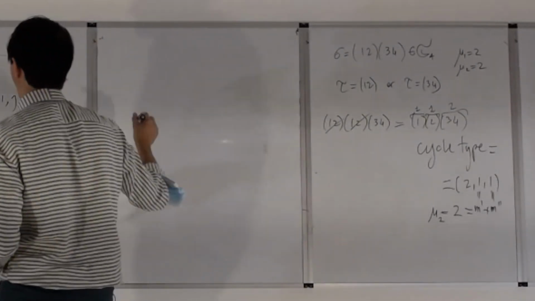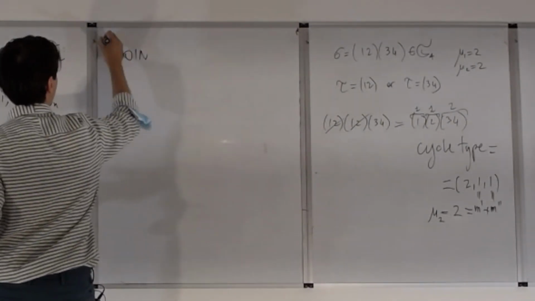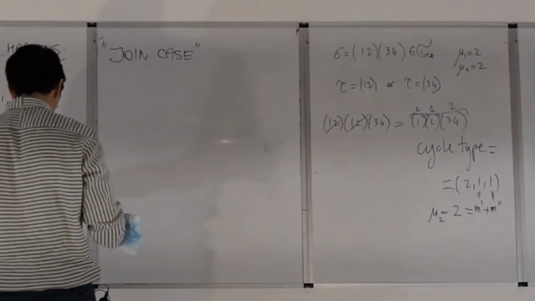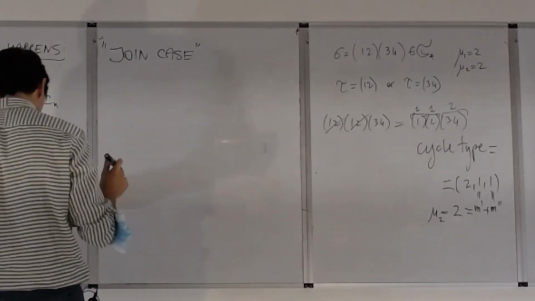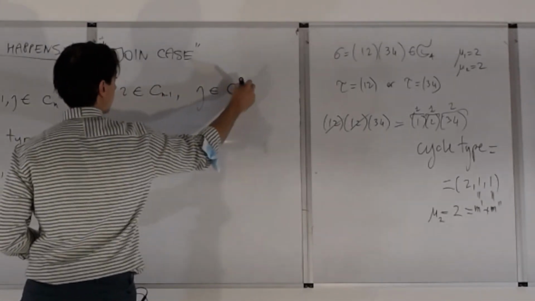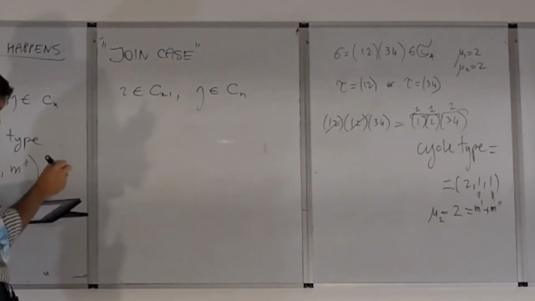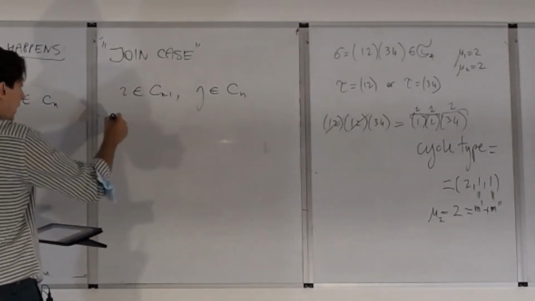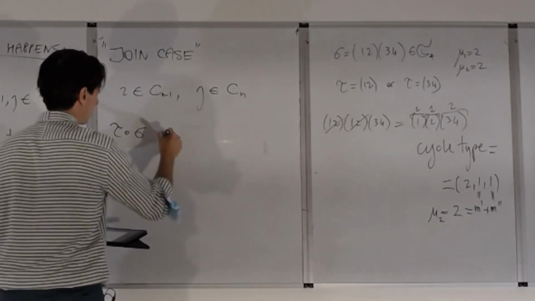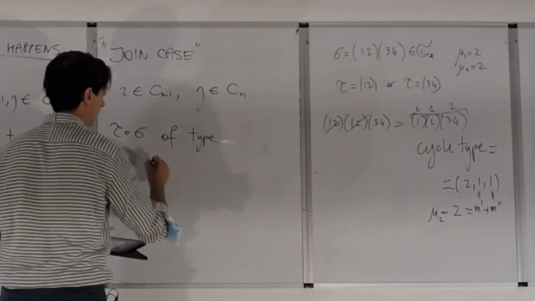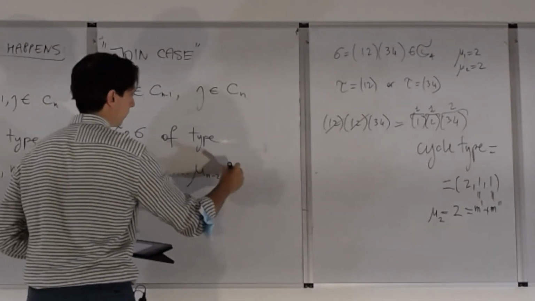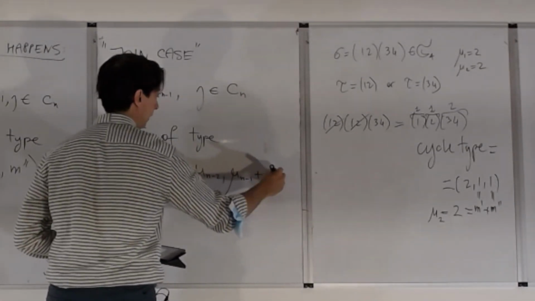Okay, and then we have the join case. Join case is the other one. So if i is in C_{n-1} and j is in C_n, it doesn't matter, right? They just need to be different. Then I want tau composed with sigma to be of type mu_1, ..., mu_{n-2}, mu_{n-1} plus mu_n.